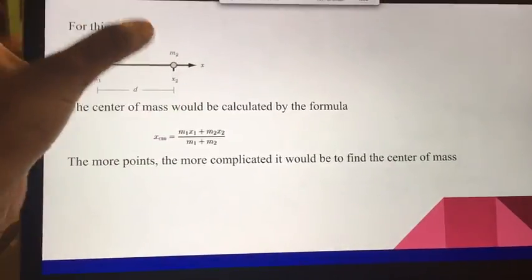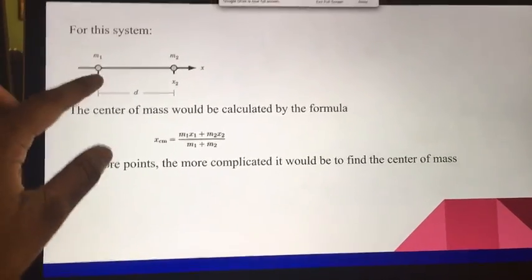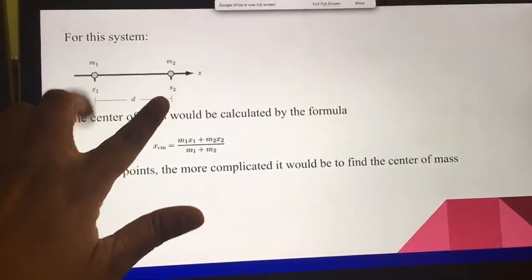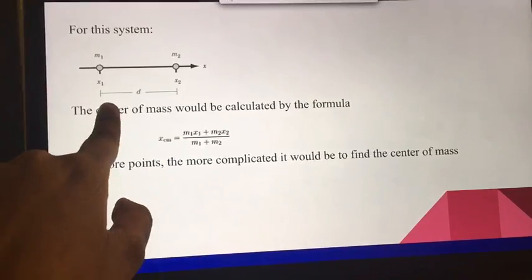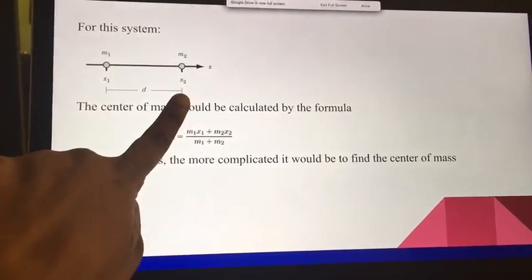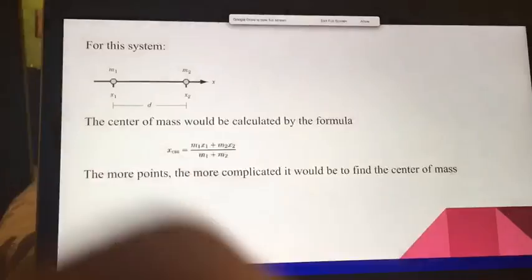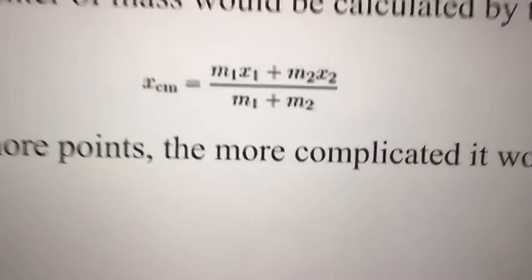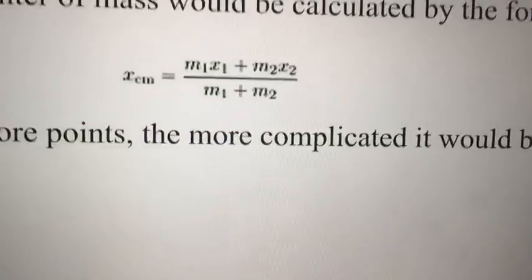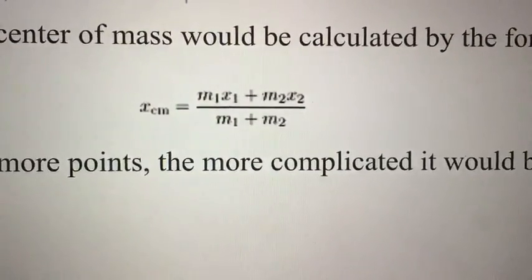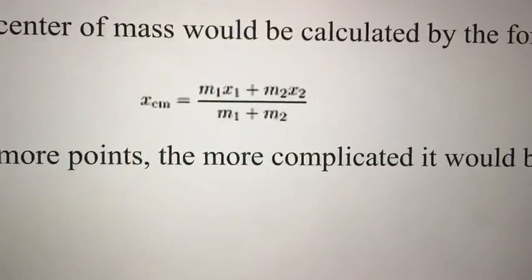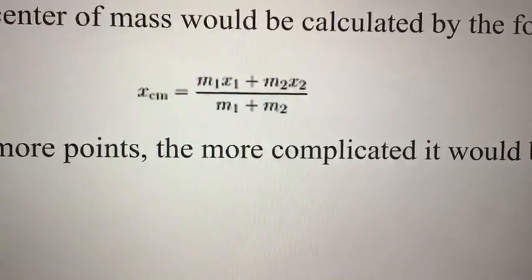So for this particular system, you have two masses and two x distances. So this x can be 0.1, this can be 0.2, and d is the distance between them. To calculate center of mass, you would use this formula. x equals m1 x1 plus m2 x2 over m1 plus m2.